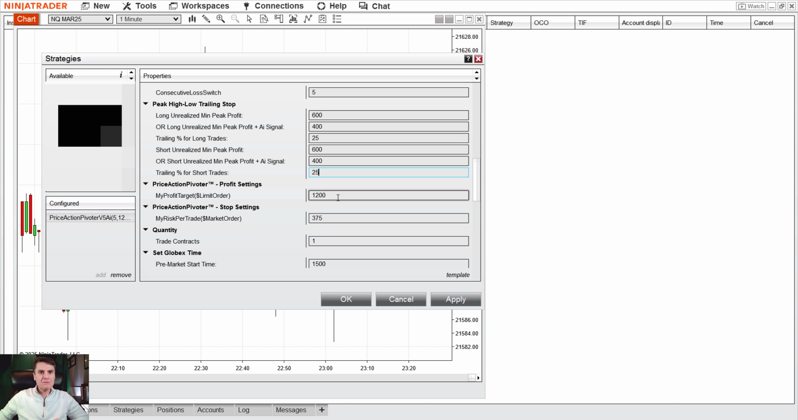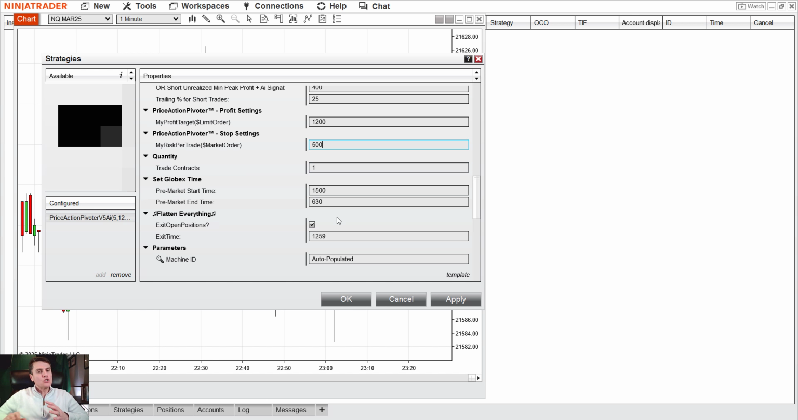Okay, my profit target is going to be 1,200. I'm going to change this to 500. So again, you can pick whatever profit target you want, whatever stop you want, whatever trailing stop you want. This is what I'm picking. Okay, you don't have to follow this, but this is what I'm doing. All right. Here's how you can find out what you want to do.